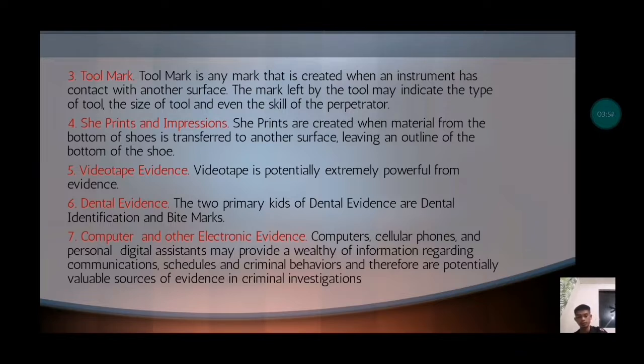And number seven is computer and other electronic evidence. Computers, cellular phones, and personal digital assistants may provide a wealth of information regarding communications, schedules, and criminal behaviors, and therefore are potentially valuable sources of evidence in criminal investigation. Examination of electronic hardware is quite technical in nature and, if not properly performed, can result in a loss of evidence. So, this is important.